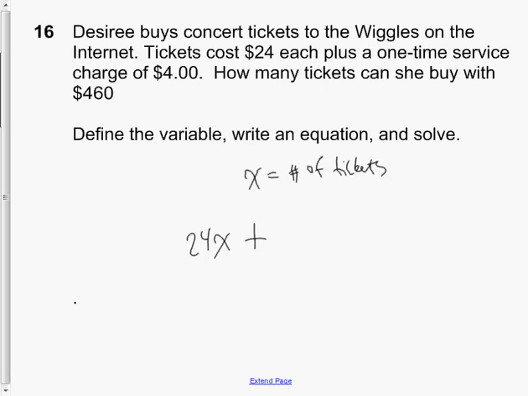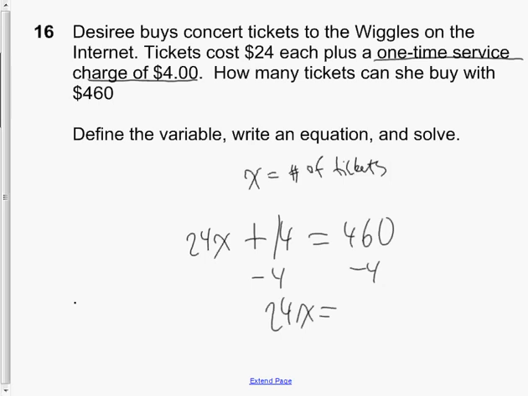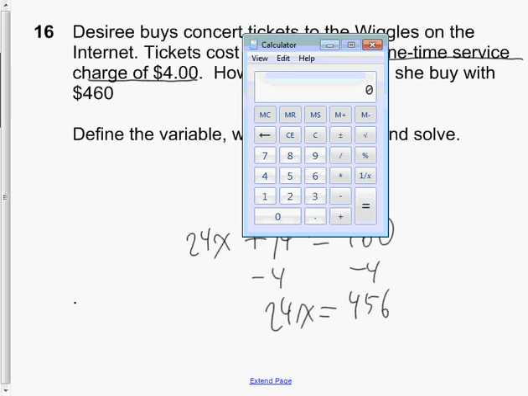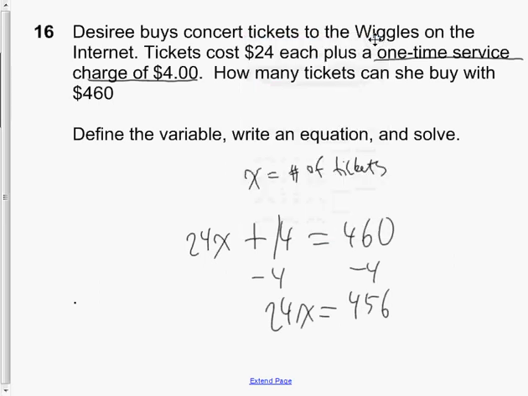But on top of however many tickets she has to buy, there's a one-time service charge of $4. So we have to have that as our constant. And in total, that is going to equal $460. When we isolate, we would have $24 times x equals 456. We take our calculator and go 456 divided by 24, and that tells us that x equals 19, and therefore Desiree can buy 19 tickets.